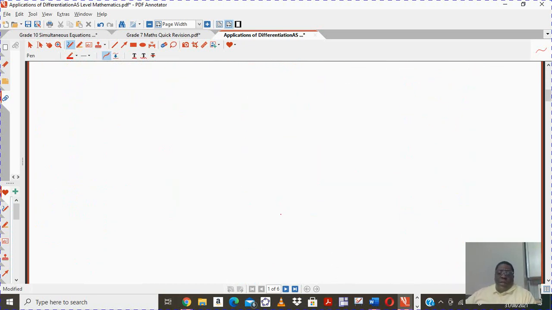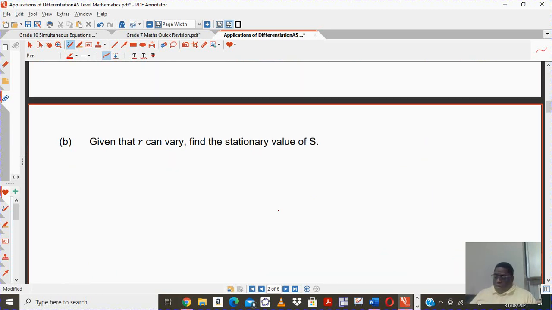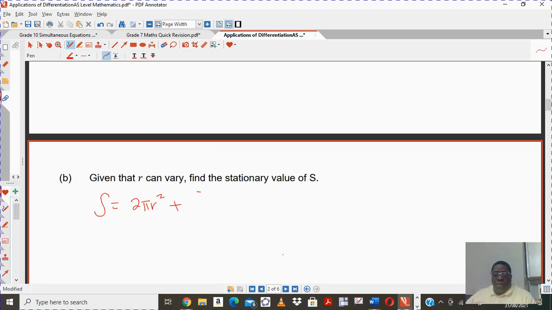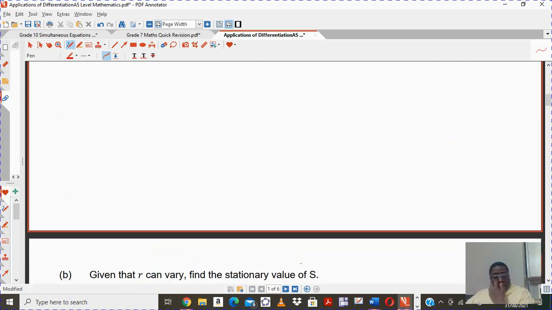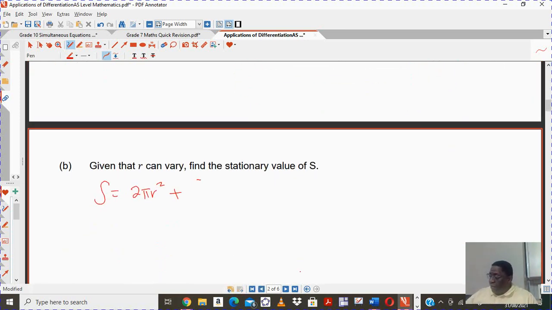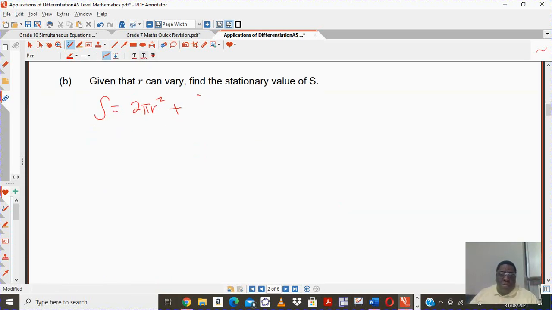Okay, so there is a second part to that question. They say given that r can vary, so let's just quickly write down what S is. So we know that S is equal to 2 pi r squared plus 500 pi over r. Let's just go back and make sure. So that was 500 pi over r.